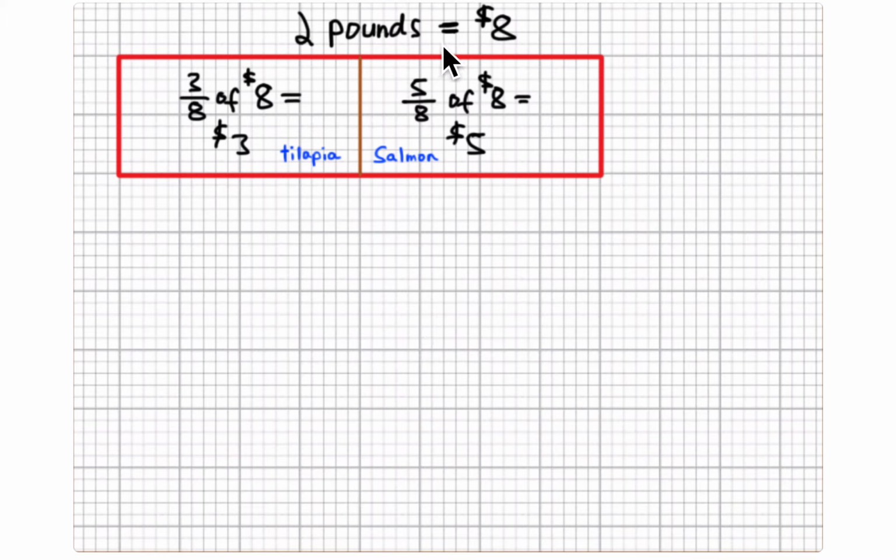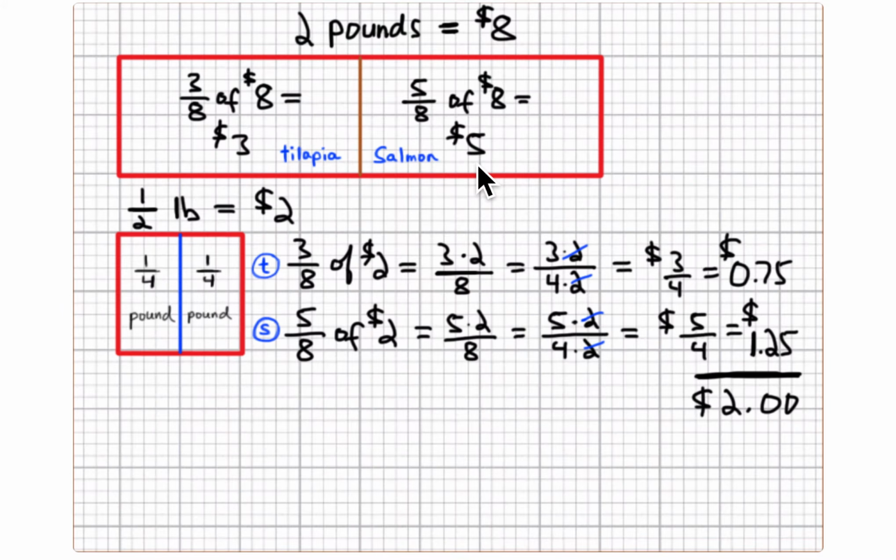All right, so 2 pounds is equal to $8. I'm going to spend 3/8 of that $8 on tilapia, because that's $3 out of that $8 is going to give me a pound. And the salmon is going to be 5/8 of that $8, because $5 out of that $8 is going to give me a pound of salmon. All right, so that means I'm going to purchase a half of a pound total with this $2, 1/4 of a pound for tilapia, and 1/4 of a pound for salmon. So this is doing the same problem a little bit differently. So I'm going to spend 3/8 of that $2 on tilapia.